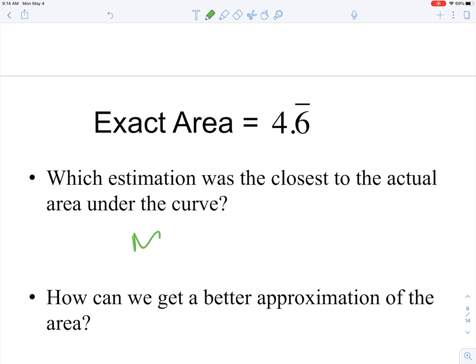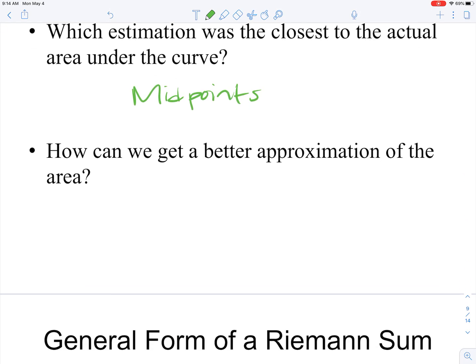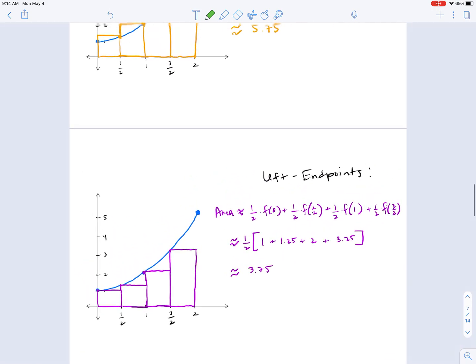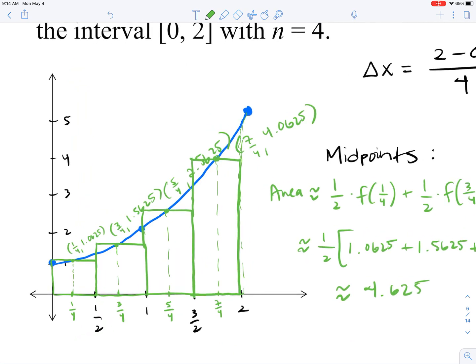So using the midpoint, if we look at those 3 different areas, right, using the midpoint was actually pretty close. Remember, the midpoints of each subinterval helped us to find the heights of the rectangles. So how can we get a better approximation of the area? Well, let's look at just the midpoints. 4.625, we're pretty close to the actual area of 4.6 repeating.